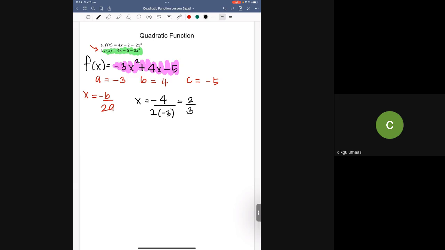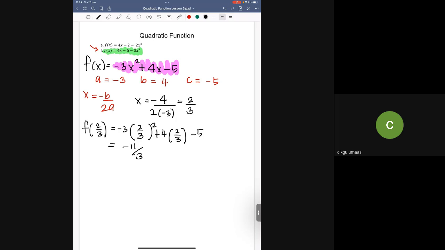So once I get that 2 over 3, I substitute the 2 over 3 into the equation. When I substitute this into the equation, I think you can press the calculator. Crystal, what is the answer you got? I get negative 11 over 3. Negative 11 over 3. Okay, check this.